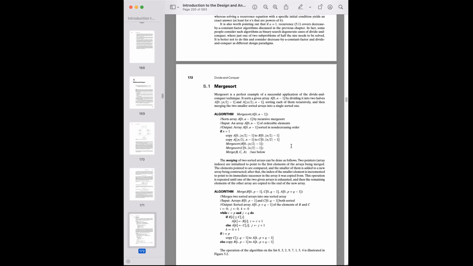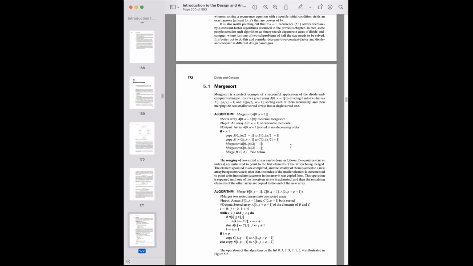Okay, so with merge sort, it is the very definition of what we do with divide and conquer. And it turns out to be a lot more effective than you may think. So we're going to talk about it in words first, and we'll get to the algorithm.